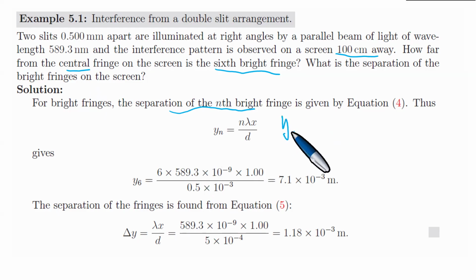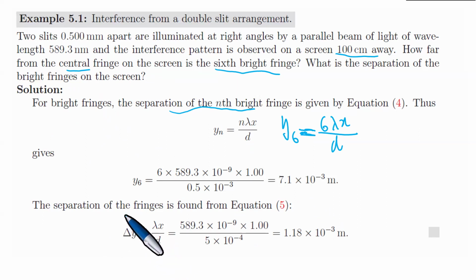So in the end, you shall have 6 lambda x divided by d. The wavelength lambda is 589.3 nanometers, times x, which is 1 meter. Then you divide by d, the distance apart of the two slits, which is 0.5 times 10 to the minus 3. And the separation of the fringes is found from equation 5.